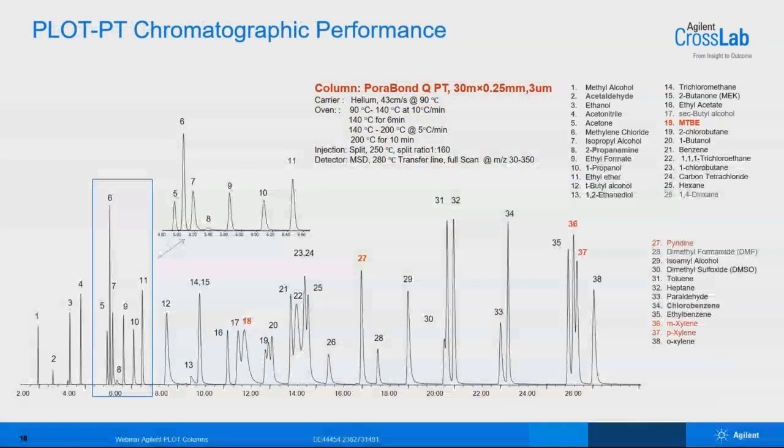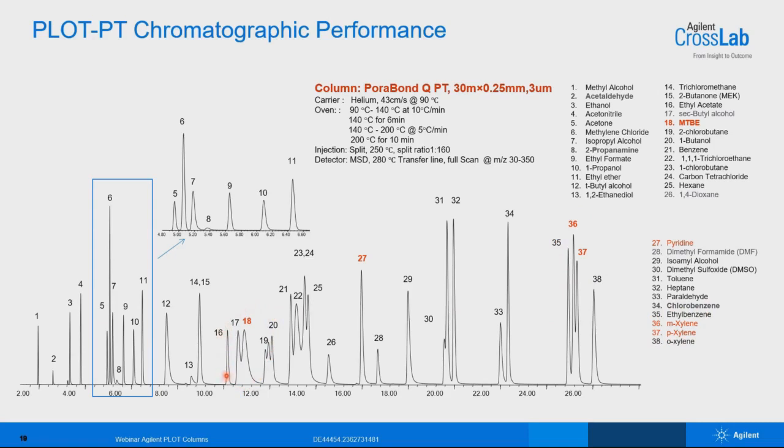Again, a solvent analysis on the PoraBOND Q column, but now it has an integrated particle trap attached. Excellent peak shape performance for all components. The effect of the particle trap on the separation itself is minimal. A number of interesting observations. There's a fairly decent separation between meta and para xylene. That's not always the case. The other thing which is interesting is the peak shape for peak number 18, which is MTBE.